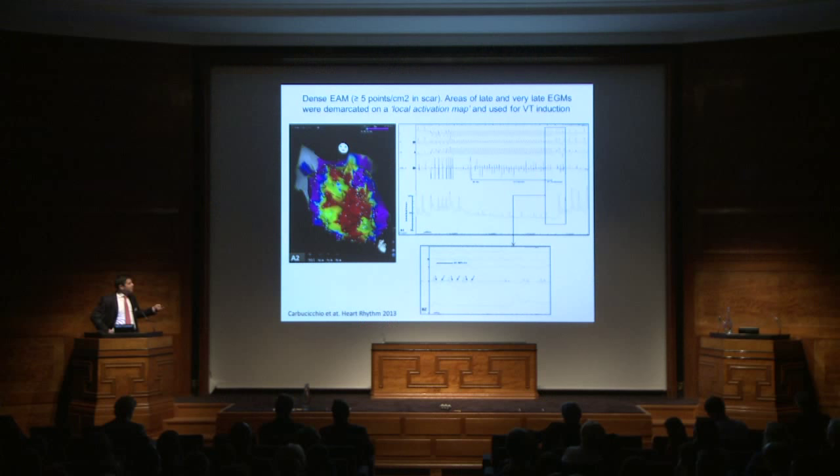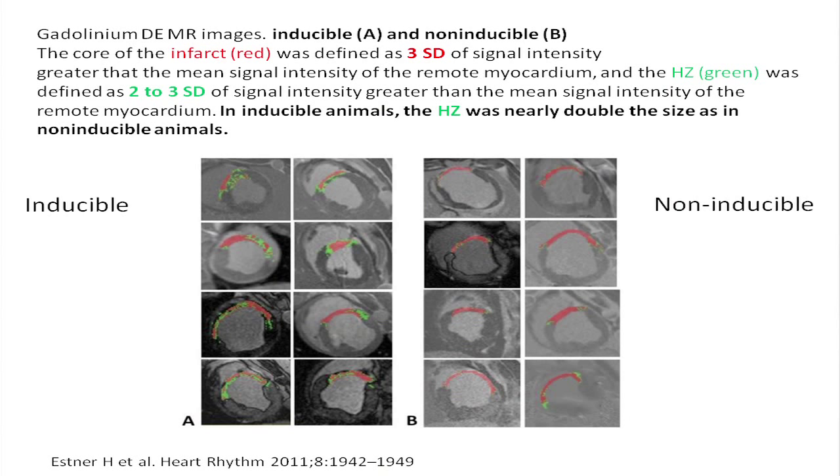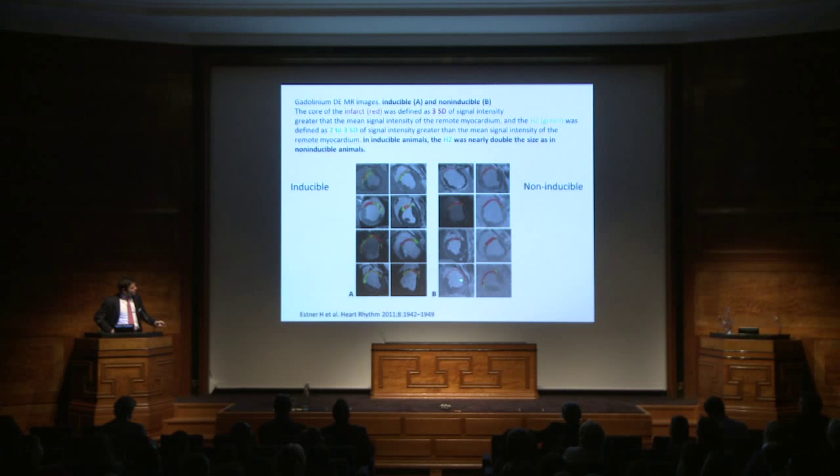And there is a cost we all have to pay, but that certainly gives us promise that we can really make a dent. This is a recent publication from the Italian group. Looking at this from an MRI perspective, if you look at this animal here, this is a pig model, LAD infarct, both of them, you see a lot of green and red here, a lot of red here. If you look at this non-inducible animal, it's mostly red.